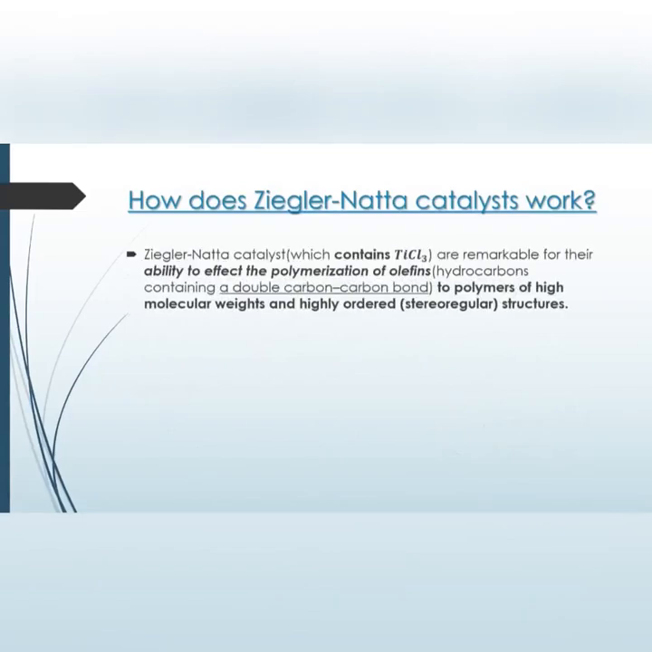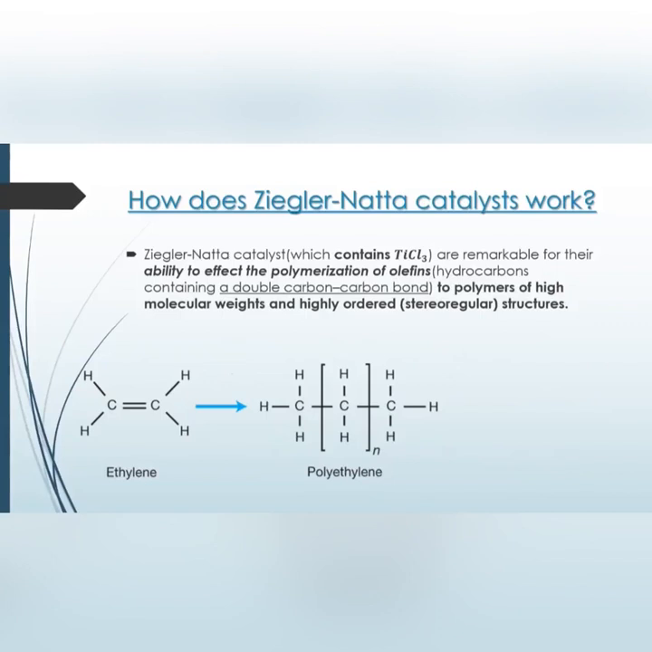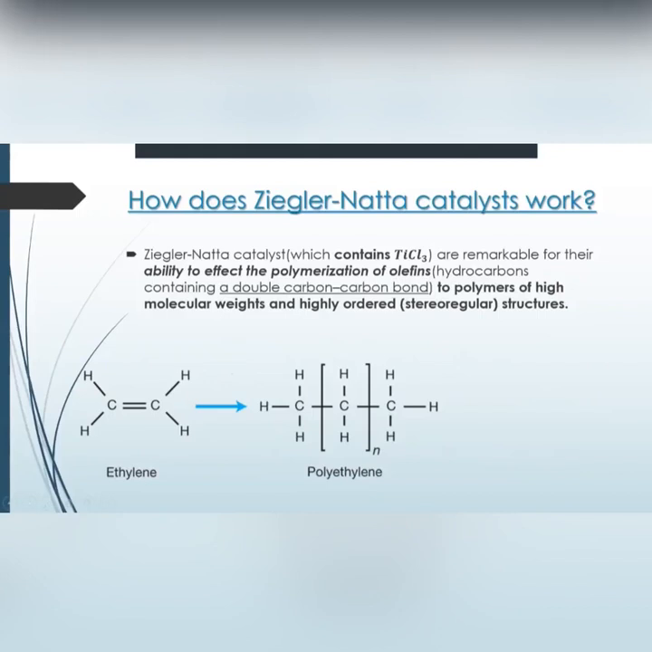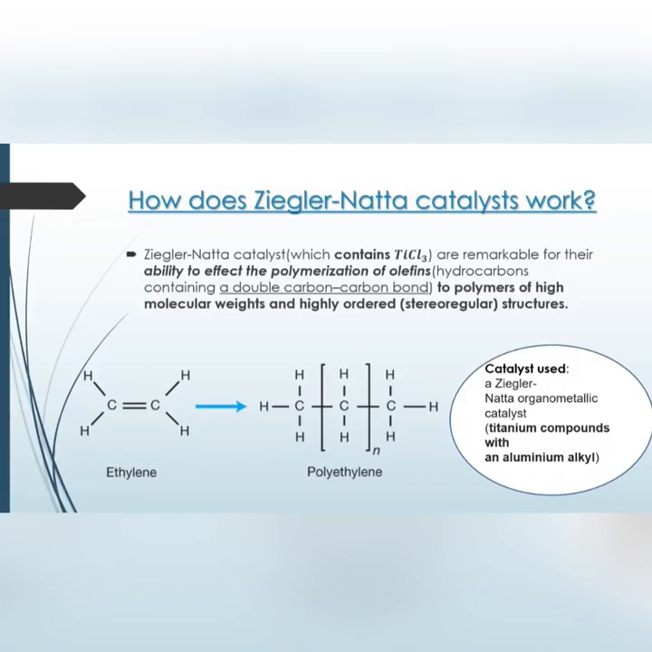Ziegler-Natta catalysts, which contain titanium trichloride, are remarkable for their ability to affect the polymerization of olefins, which are hydrocarbons containing a double carbon-carbon bond, to polymers of high molecular weights and highly ordered stereoregular structures. So this is one of the examples of how olefins turn to polyolefins, which is ethylene turning to polyethylene. And the catalyst used is a Ziegler-Natta organometallic catalyst, which is titanium compounds with an aluminium alkyl.